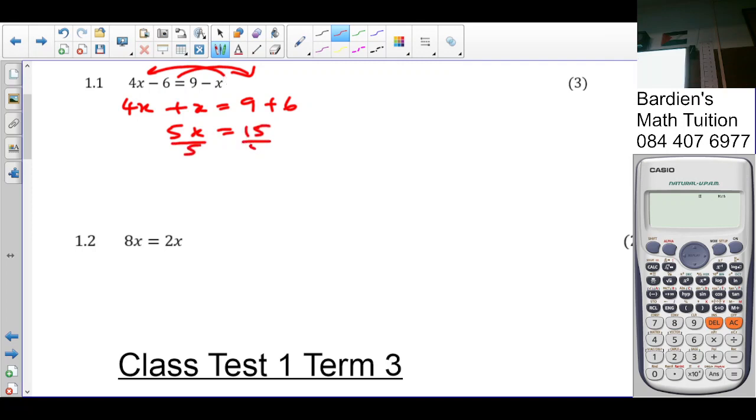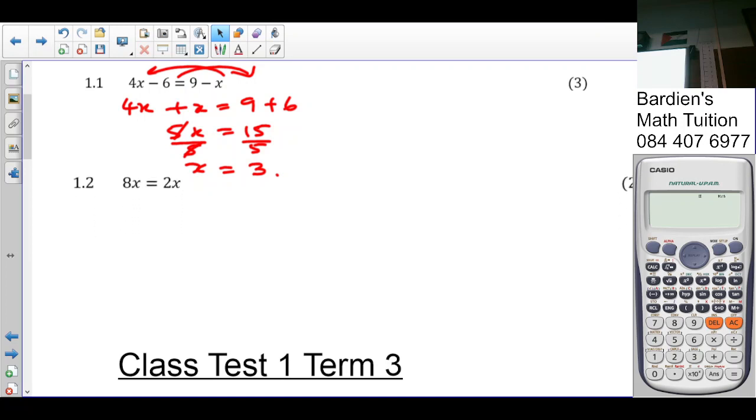Divide by 5 both sides. So x is equal to 3. The second one nobody got right. I couldn't understand why.